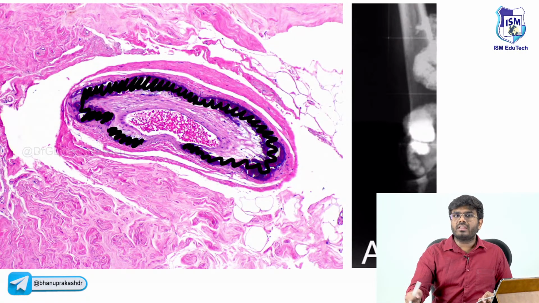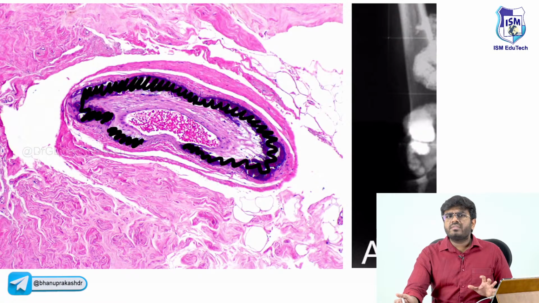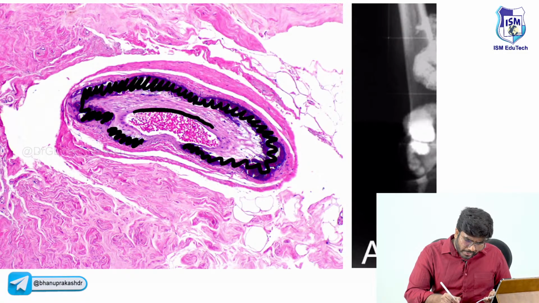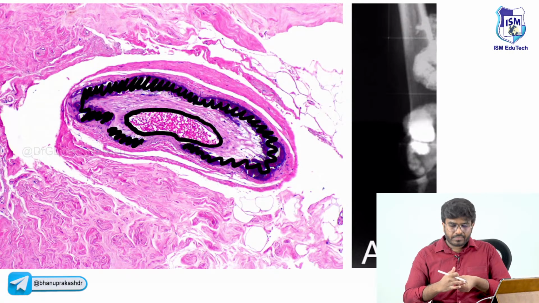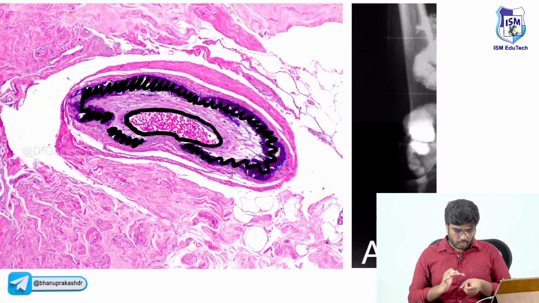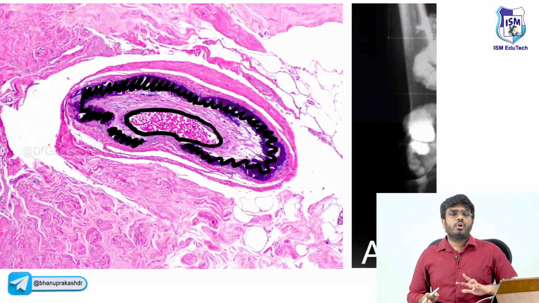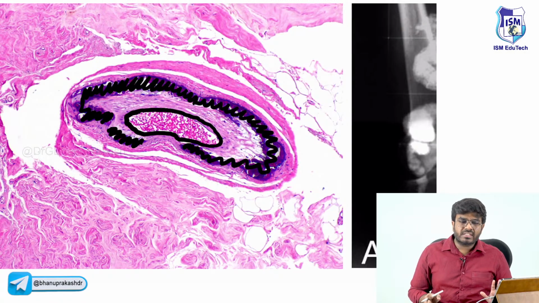Which layer is getting involved? The tunica media is getting involved. If the tunica media is involved, will there be any problem for the normal lumen? The normal lumen diameter is not going to be compromised. The lumen is going to stay normal, it's not going to be occluded. So it's not a severe condition.